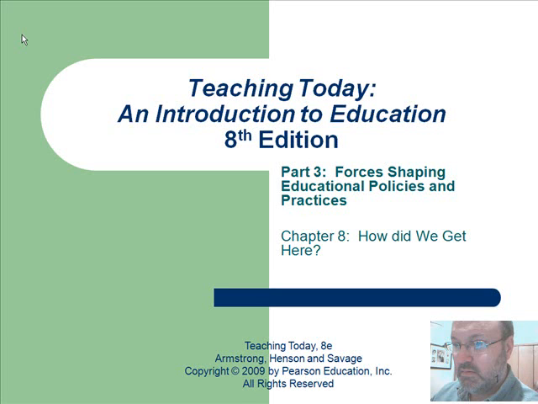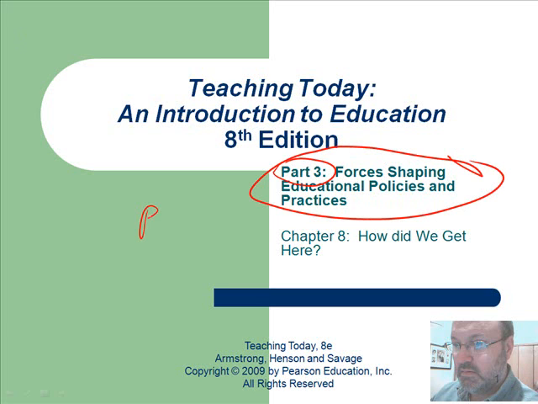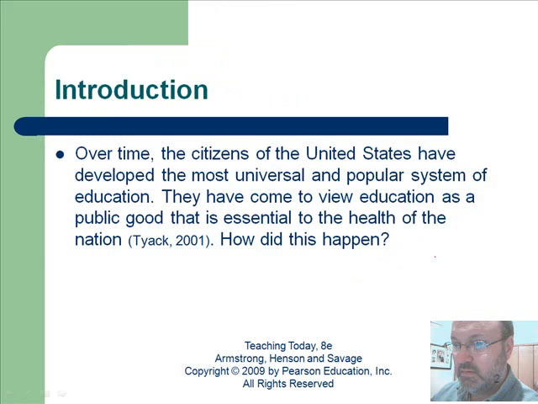We'll start a new section here on Chapter 8, and that is Part 3, Forces Shaping Educational Policy and Practice. And this whole part gets very political now. And despite your political leanings, you'll find that this whole era leans one way pretty heavily. But the first part here in Chapter 8 is how do we get here, and this deals with the history of education. So let's take a look.